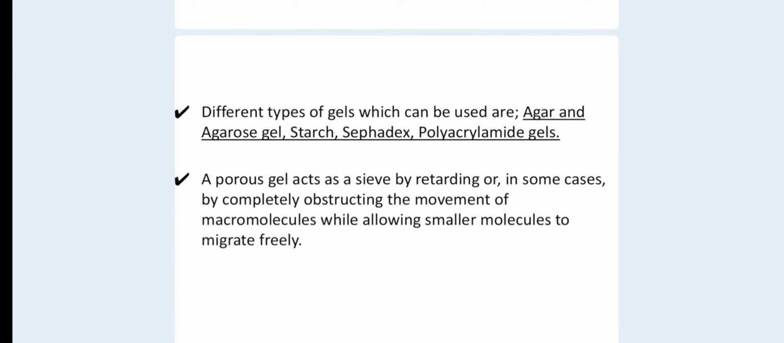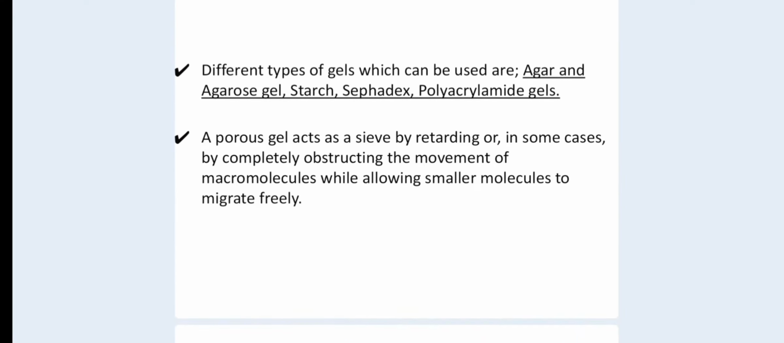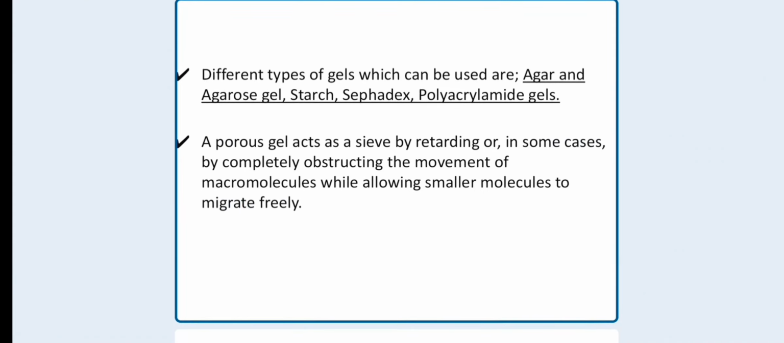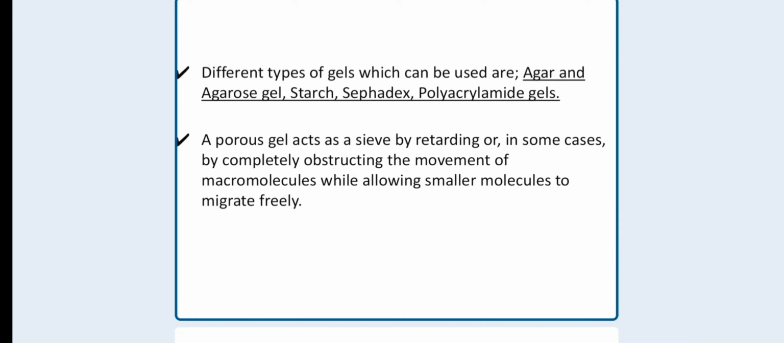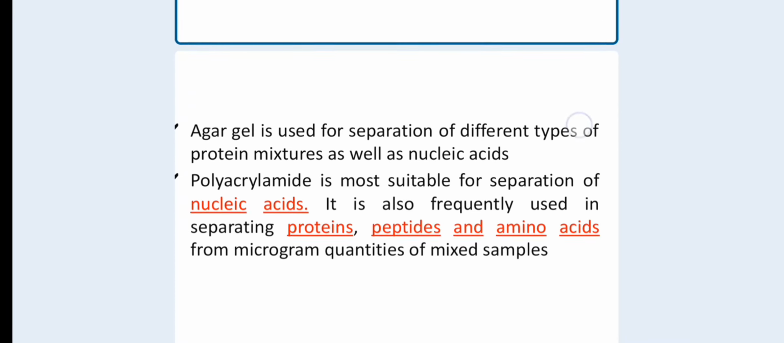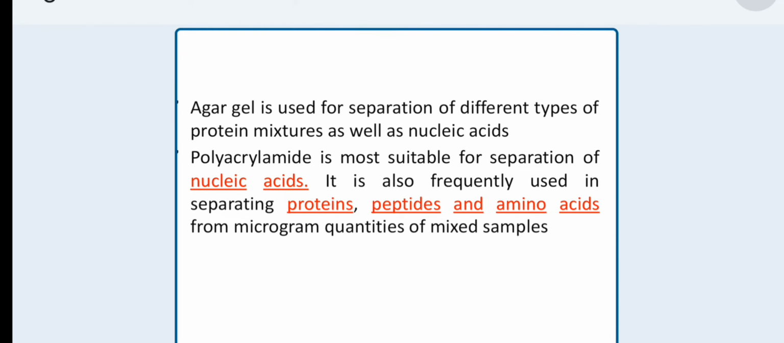There are different types of gels which have been used: agar, agarose gel, starch, Sephadex, polyacrylamide gel, etc. Here the porous gel acts as a sieve by retarding, or in some cases completely obstructing, the movement of macromolecules while allowing smaller molecules to migrate freely. Agar gel is used for the separation of different types of protein mixtures as well as nucleic acids. Polyacrylamide is most suitable for the separation of nucleic acids. It is also frequently used in separating proteins, peptides, and amino acids from microgram quantities of mixed samples.